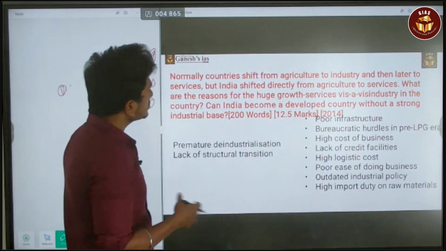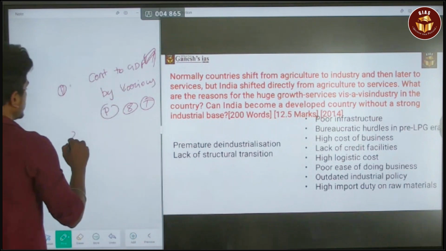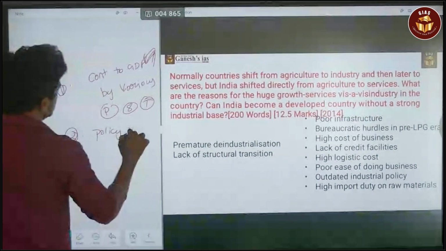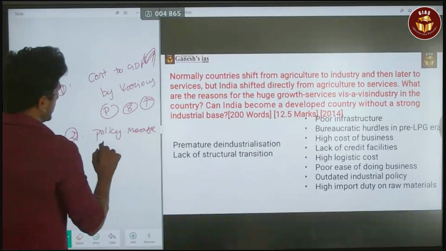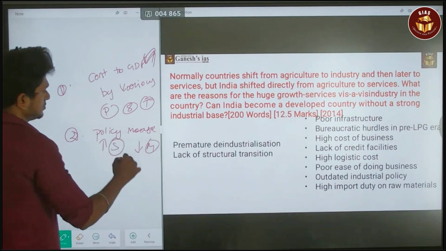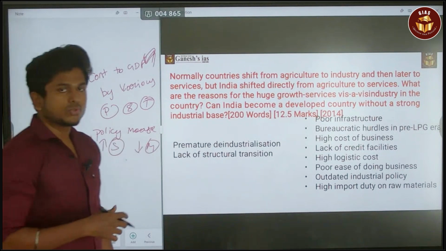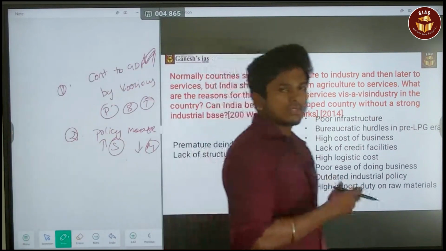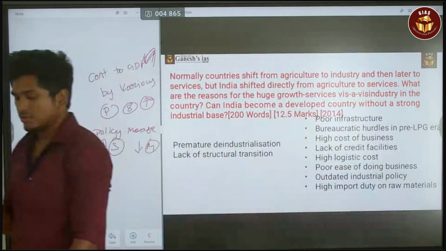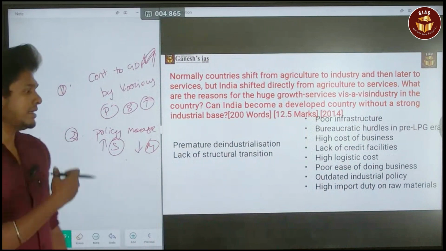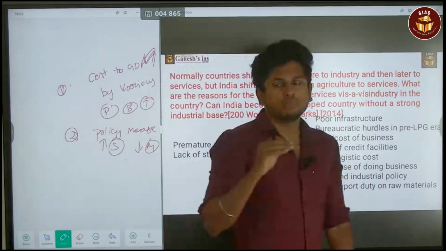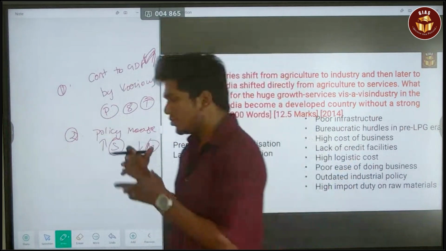Other than that, the next factual data you must know is the policy measures that led to the growth of services and also the downfall of the manufacturing sector. That also you need to quote. So these are certain important things you need to know, and also quote while you are addressing this question. These are the things you need to know before getting into the answer.